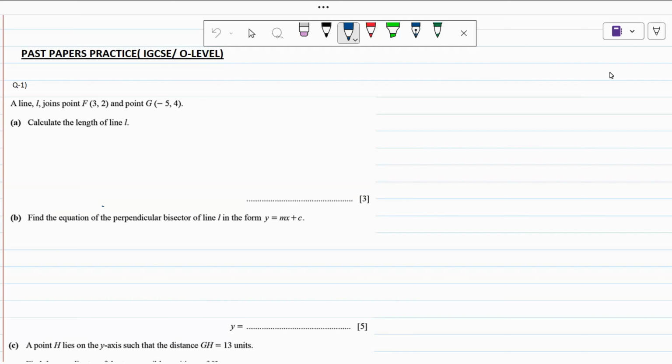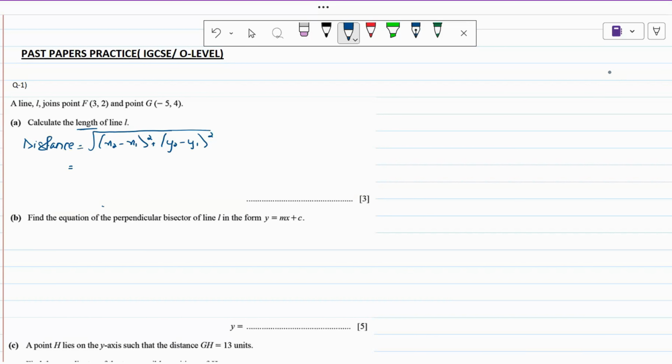In the very first question, it's about a line L that joins point F (3, 2) and G (-5, 4). We have to calculate the length of line L. Whenever we have to find the length, we always use the distance formula. The distance is equal to the square root of (x2 minus x1) whole squared plus (y2 minus y1) whole squared.